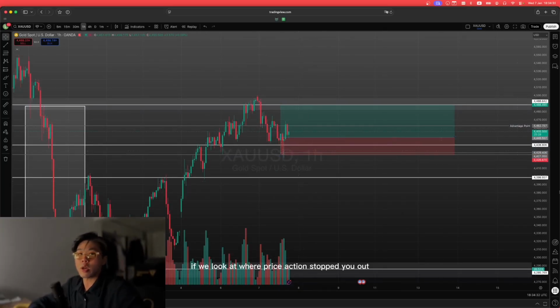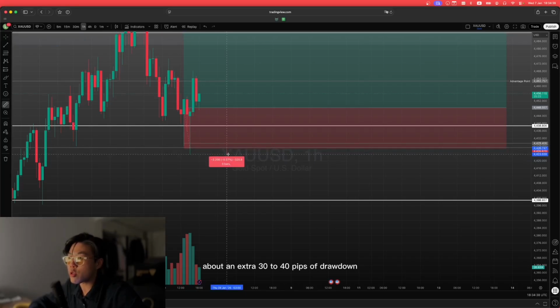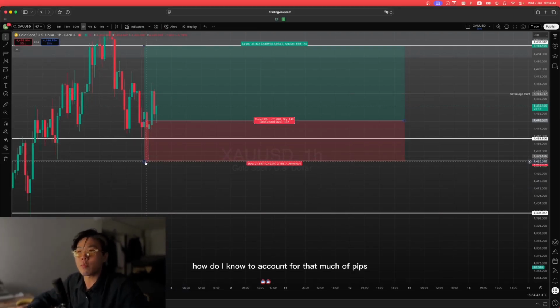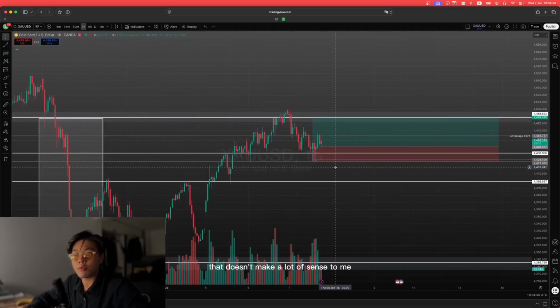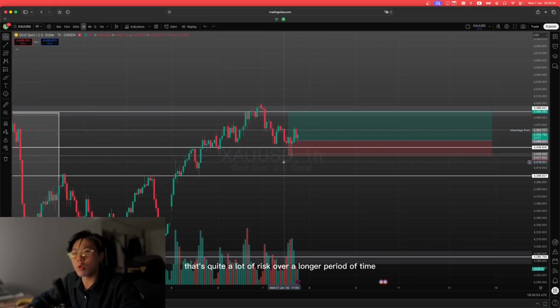Well, if we look at where price action stopped you out, it continued back down from my stop placed here, about an extra 30 to 40 pips of drawdown. How do I know to account for that many pips? How do I know I've got to account for a plus 50 pip range? That doesn't make a lot of sense to me. Maybe if you're accounting for 5 to 10 pips of slippage, that's fine. But for 30 to 50 pips of drawdown, you want to account for that at an extra risk? That's quite a lot of risk over a longer period of time.